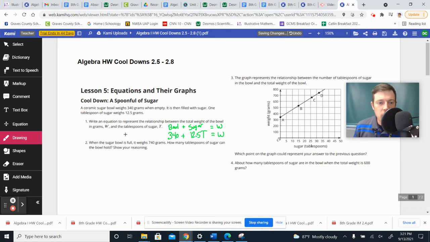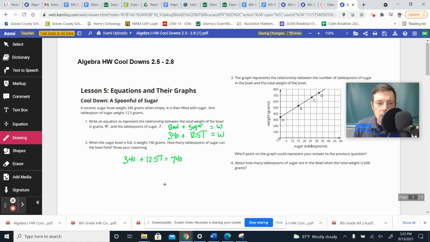All right, let's move on to number 2. When the sugar bowl is full, it weighs 740 grams. How many tablespoons of sugar can the bowl hold? Show your reasoning. So this is talking about when the total weight is 740. So I'm going to replace the W with 740. And then my job is to essentially solve how many tablespoons are going to be in there with that weight for everything.